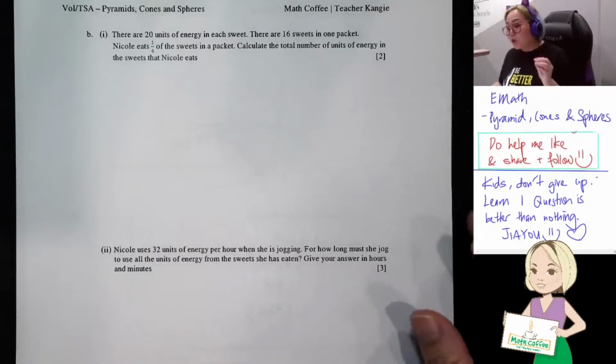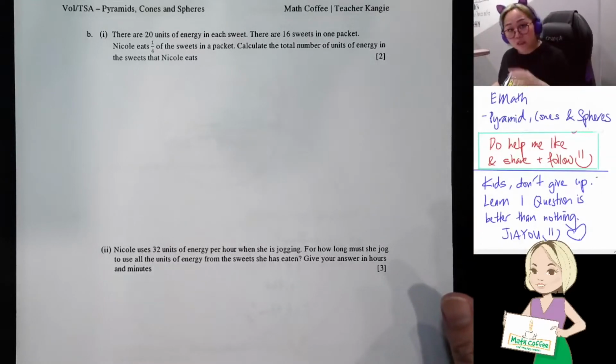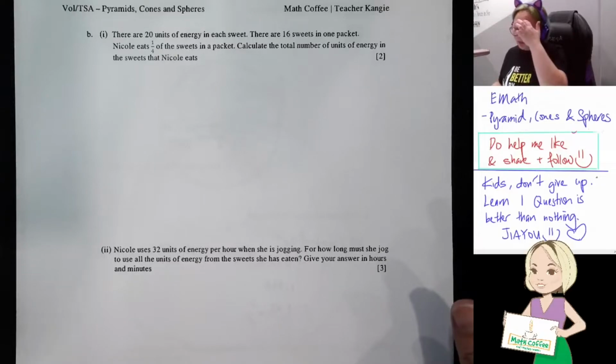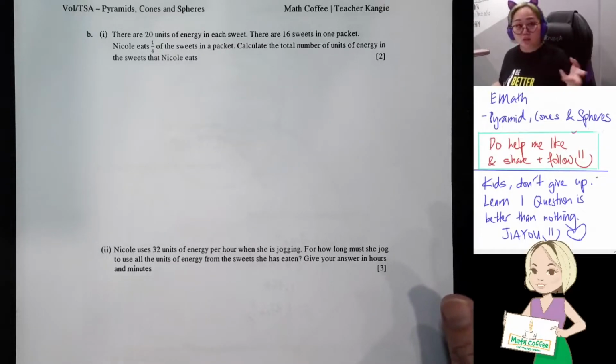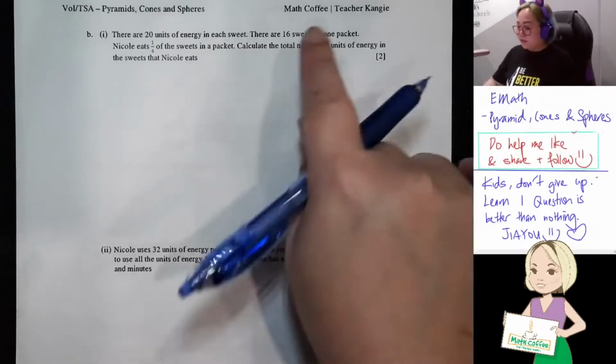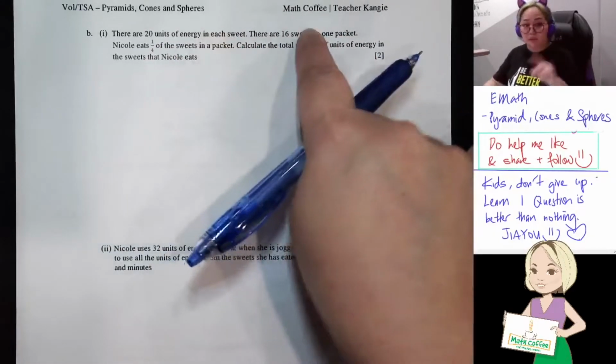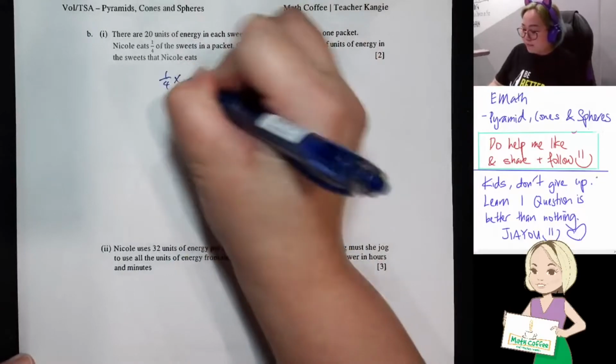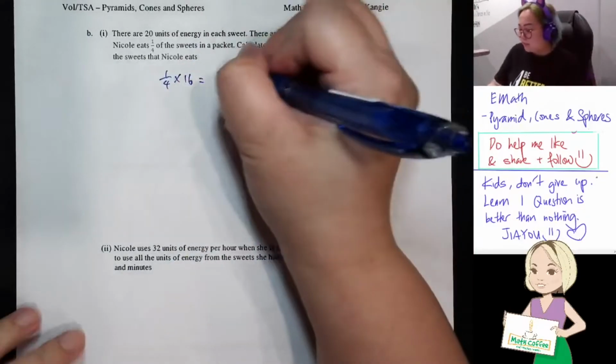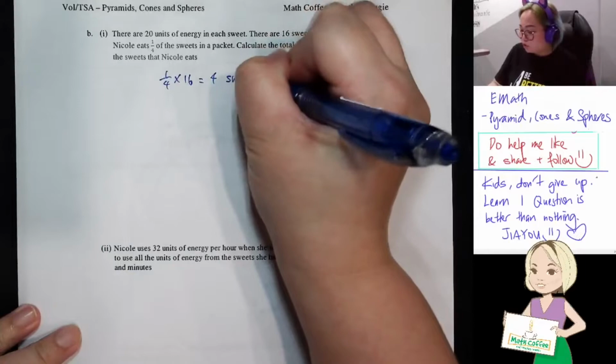Then they say that Nico eats 1/4 of the sweets in the packet. Calculate the total number of units of energy in the sweets that Nico eats. Okay, not very tough. First, the packet has 16 sweets. 1/4 of the sweets means 1/4 times 16. So you will do 1/4 multiplied by 16. Press the calculator. It means that Nico eats 4 sweets.